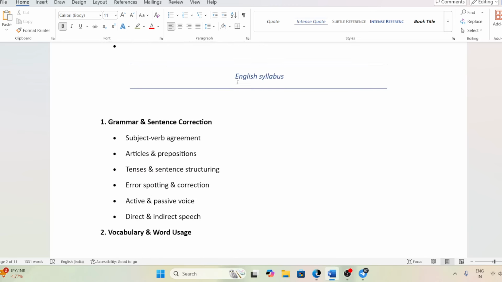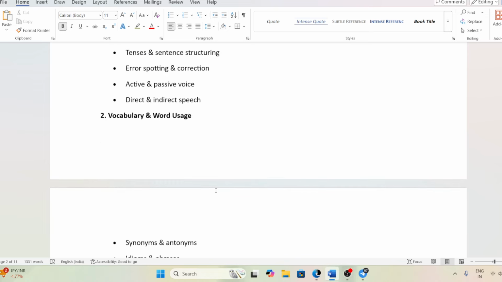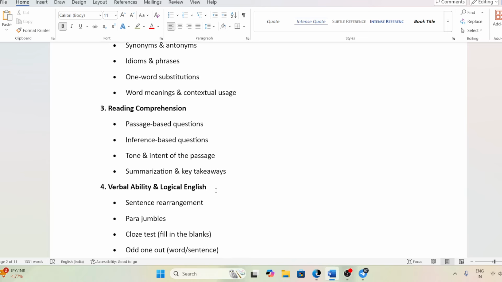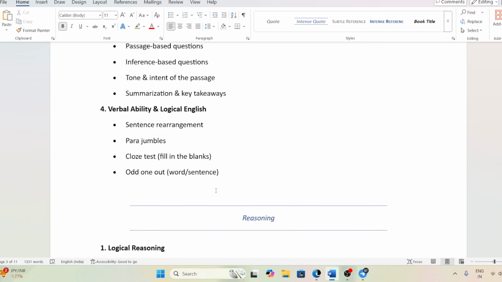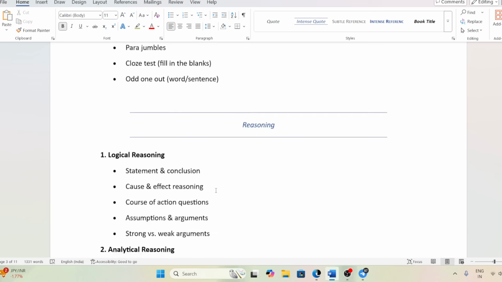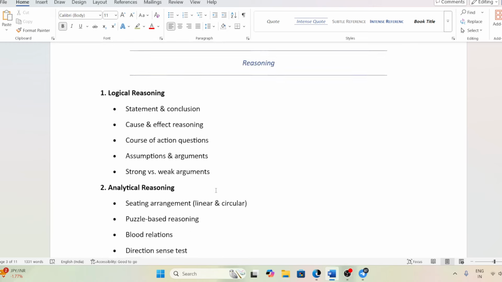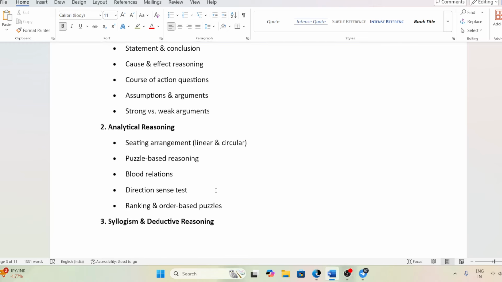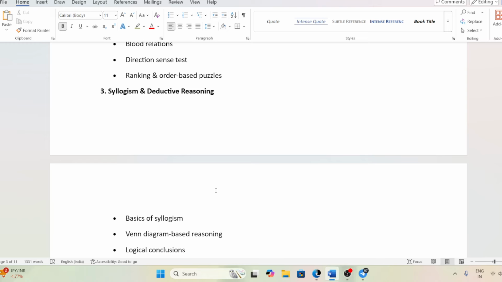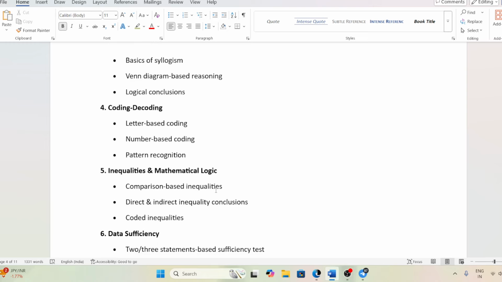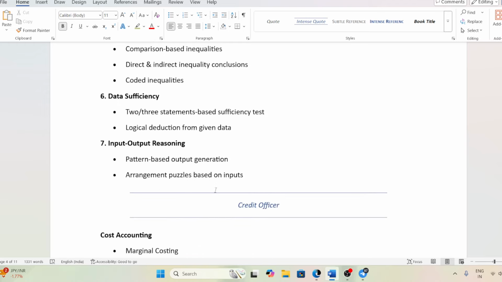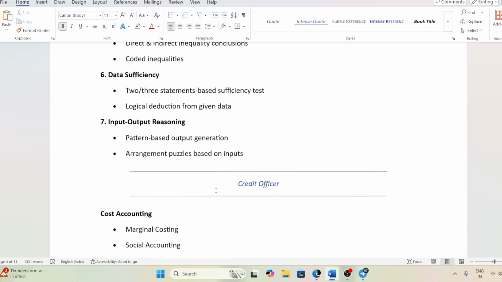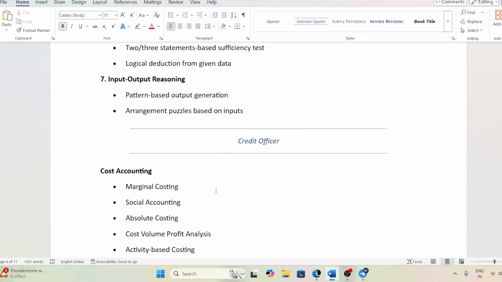Then we have our English syllabus, in which we have grammar and sentence correction, vocab and word usage, reading comprehension, then verbal ability and logic. Then we have the reasoning: logical reasoning, analytical reasoning, syllogism and deductive reasoning, coding and decoding, inequalities and mathematical logic, data sufficiency, input and output reasoning.